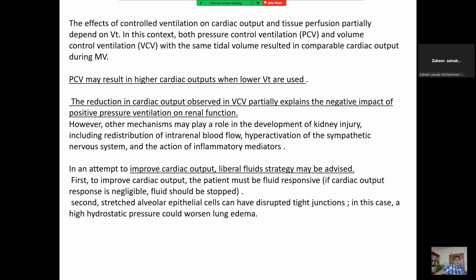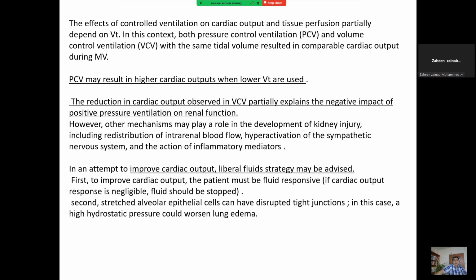However, other mechanisms may play a role in the development of kidney injury, including redistribution of intrarenal blood flow, hyperactivation of the sympathetic nervous system, and the action of inflammatory mediators. In an attempt to improve cardiac output, a liberal fluid strategy may be advised. First, to improve cardiac output, the patient must be fluid responsive. If the cardiac output response is negligible, the fluid should be stopped.